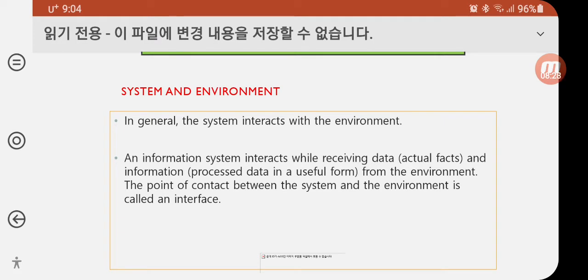In general, the system interacts with the environment. For example, a university interacts with prospective college students through a homecoming day event or a student attraction activity targeting high school students. An information system interacts while receiving data and information from the environment. The point of contact between the system and the environment is called an interface. Naturally, interfaces exist between subsystems.